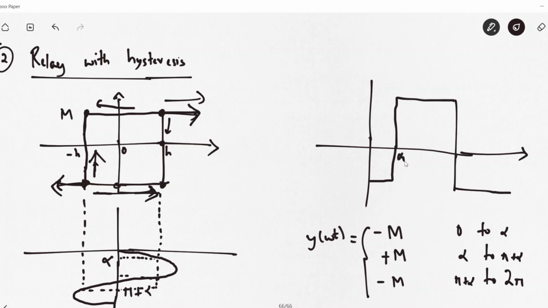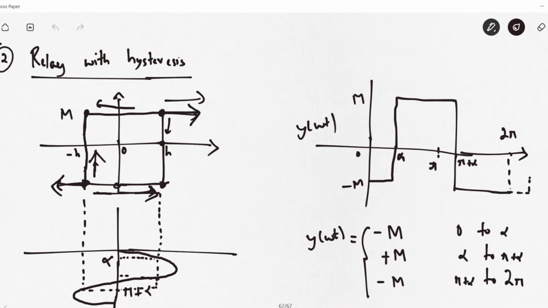So this is alpha, so somewhere around here will be pi, so this is pi plus alpha, so up to 2 pi it is something like this. This will actually go up to 2 pi plus alpha, but we are dealing with only a time period of 0 to 2 pi, so that's sufficient for us. So this is our y of omega t.